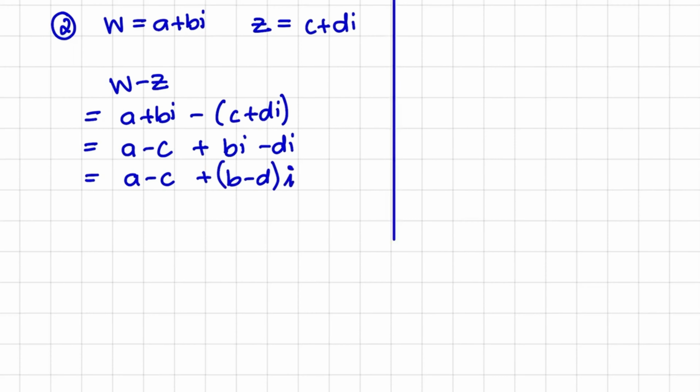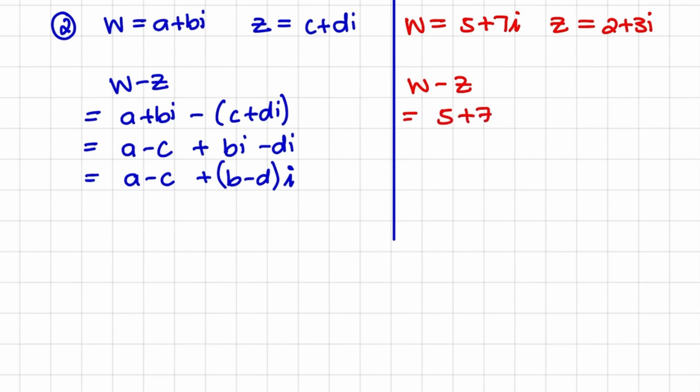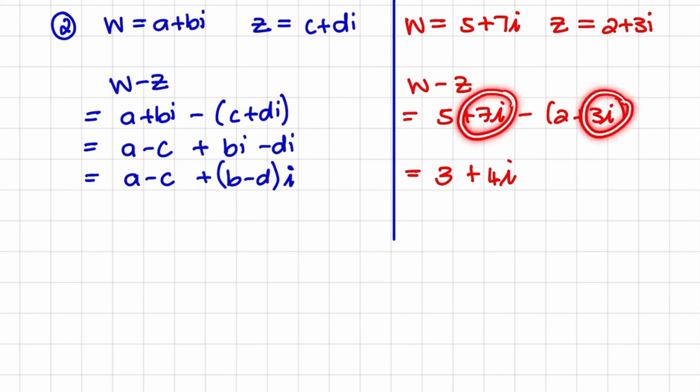Let us again look at a simple example where W is equal to 5 plus 7i and Z is equal to 2 plus 3i. So when I say W minus Z, that is the same as saying 5 plus 7i minus (2 plus 3i). And if I simplify, it is 5 minus 2, which is equal to 3, and 7 minus 3, which is equal to positive 4i. So again, we simply add or subtract like terms from one another.